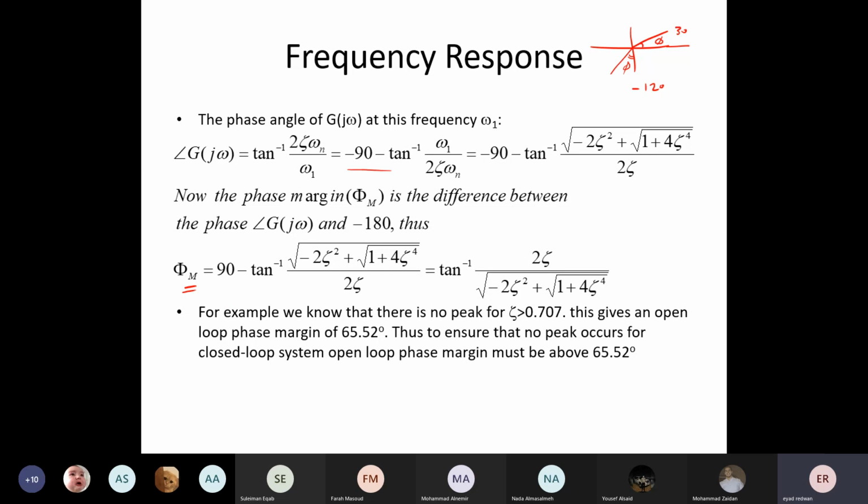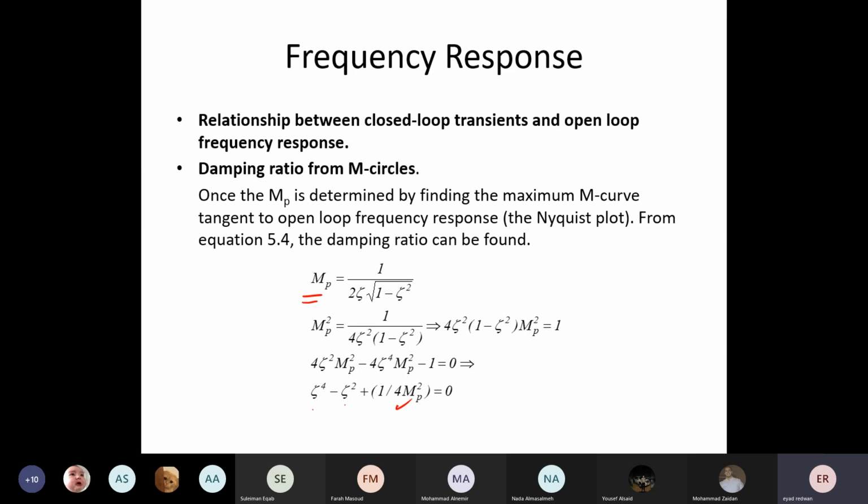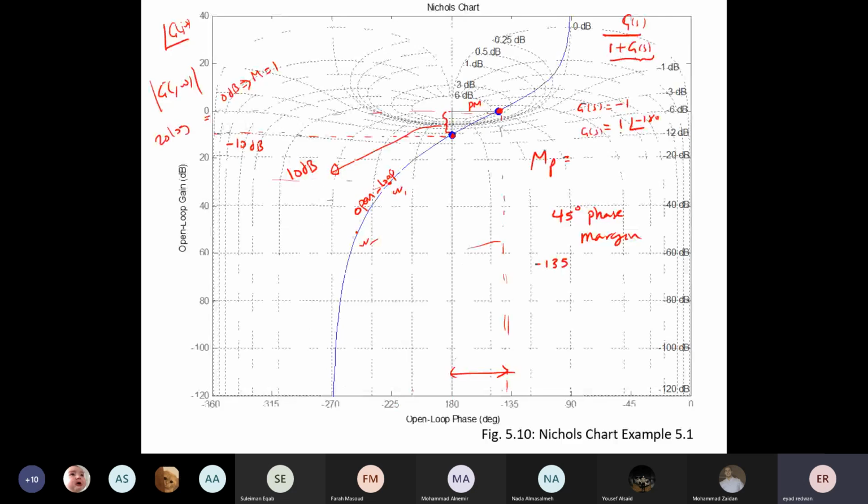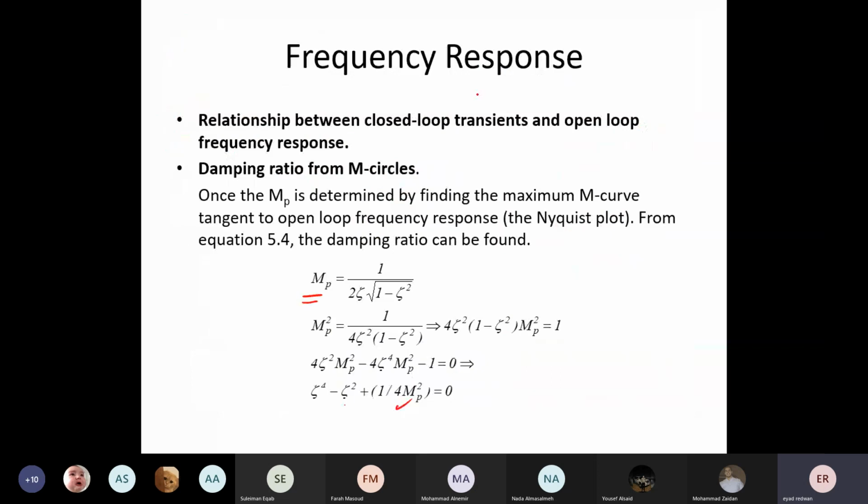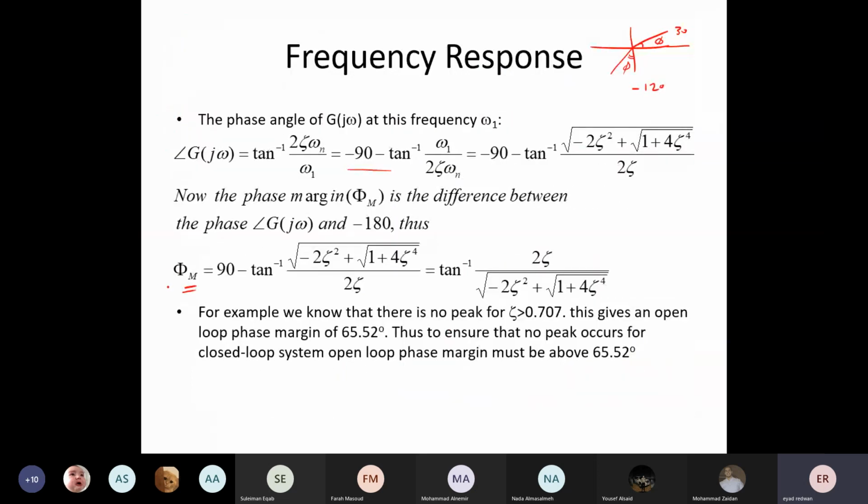You can find the phase margin from the Nichols chart, as you can see here, for example, phase margin. And if I know the phase margin from the Nichols chart, I can go back to this equation. This is the phase margin. I have it. I can calculate from it the damping ratio. Or for a specific damping ratio, I can calculate what the phase margin is, for example, for a frequency response or the system in the frequency response representation.